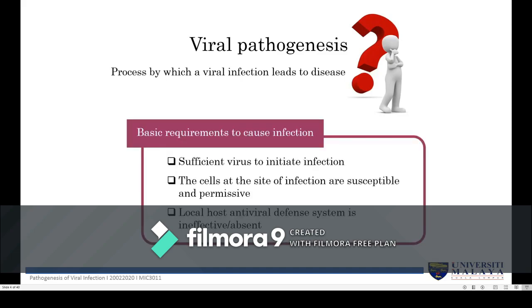So there are basic requirements for the virus to cause infections. First, it needs a sufficient amount of virus to initiate infection. It's more on the amount of the virus that enters the host. The second one is that the cells at the site of infection are susceptible and permissive. We're going to talk more on the meaning of susceptible and permissive later. And the last one is that the local host antiviral defense system is ineffective or absent.